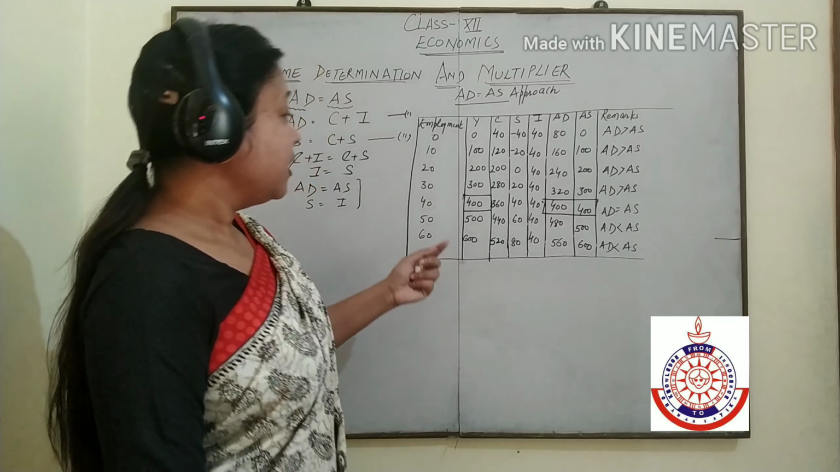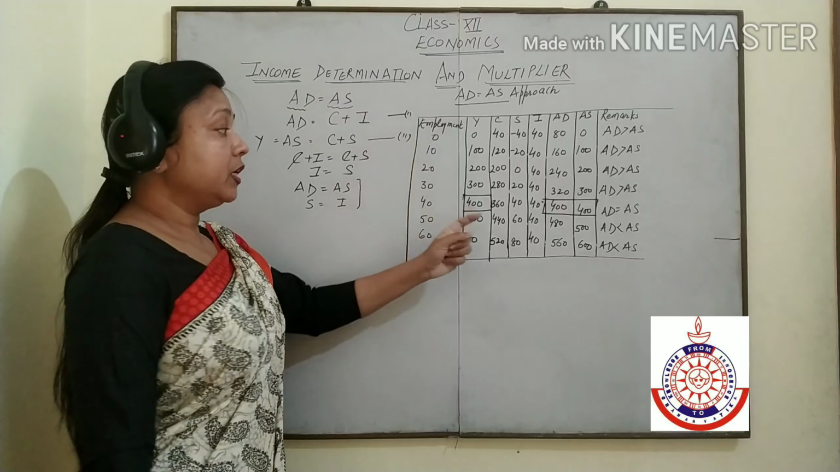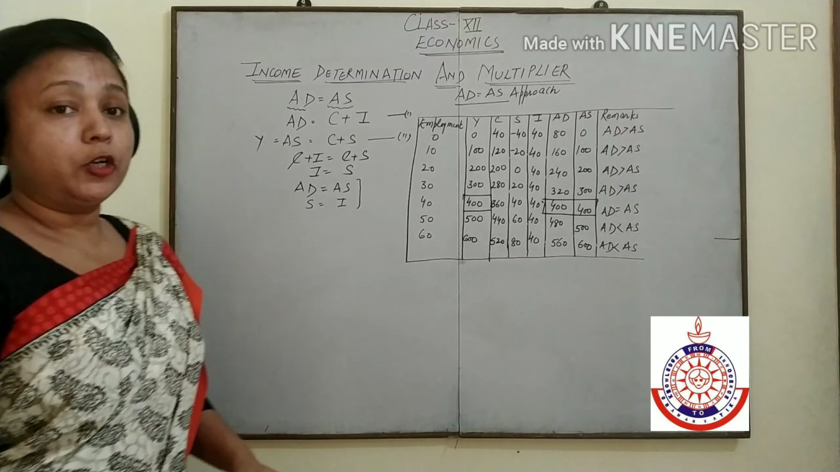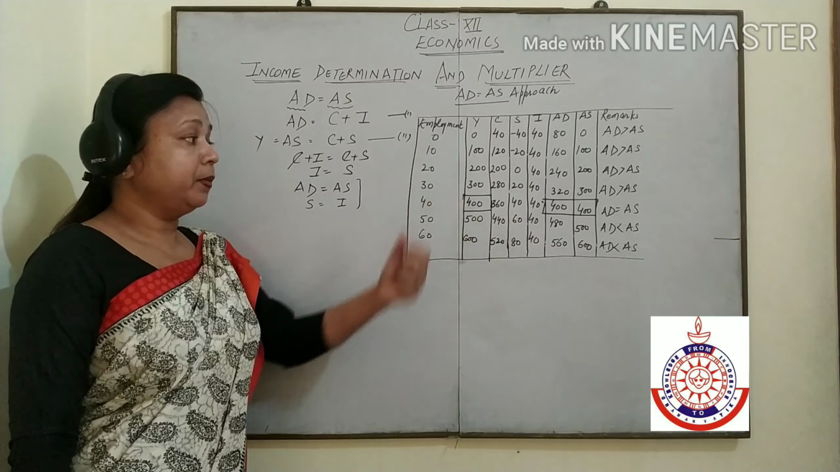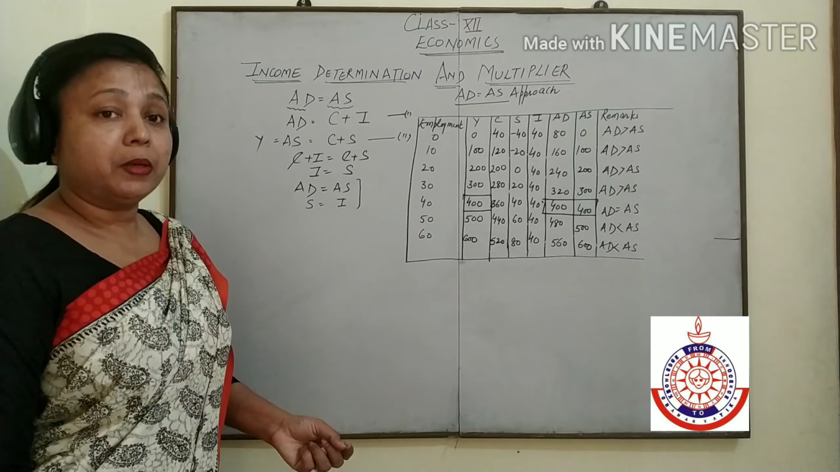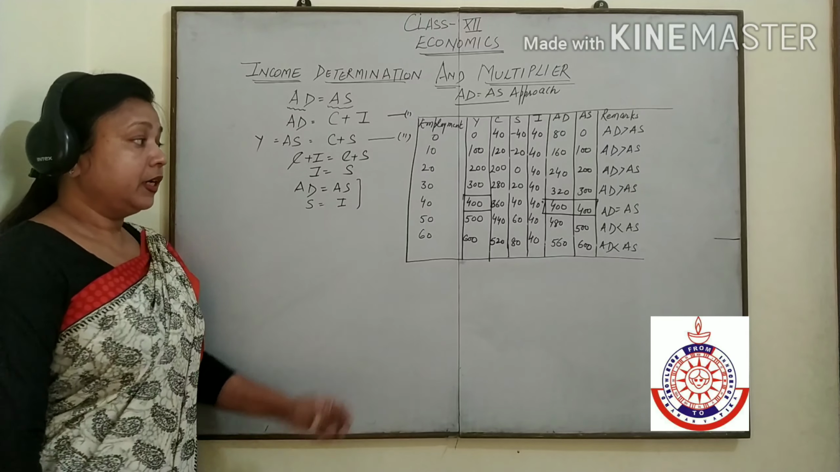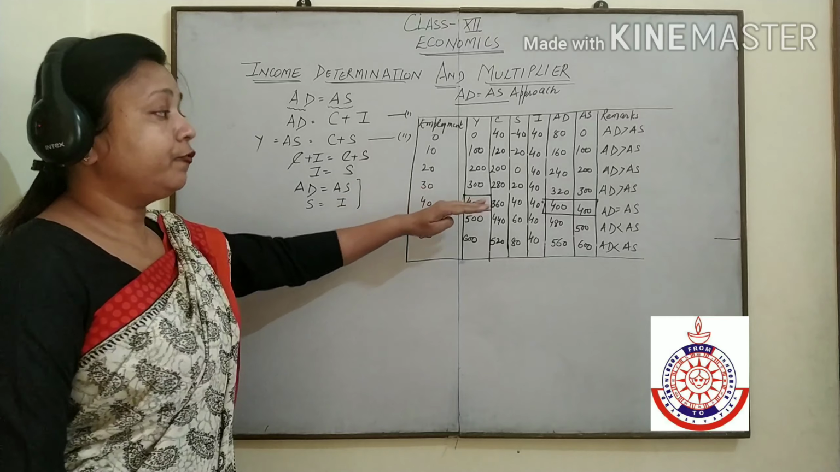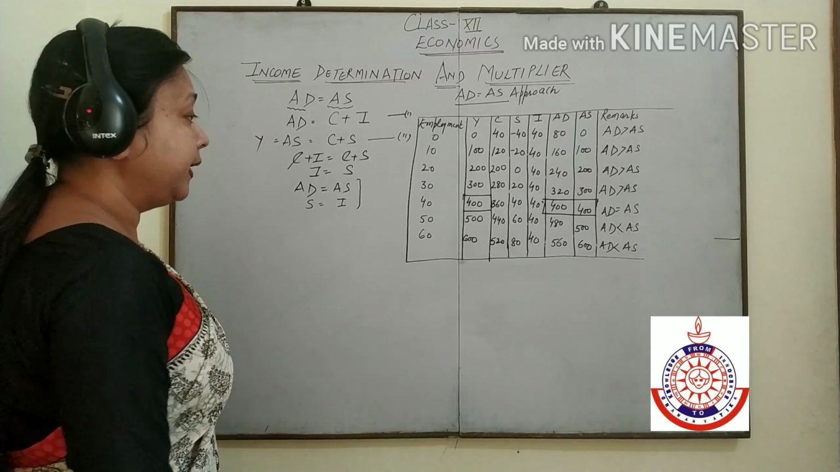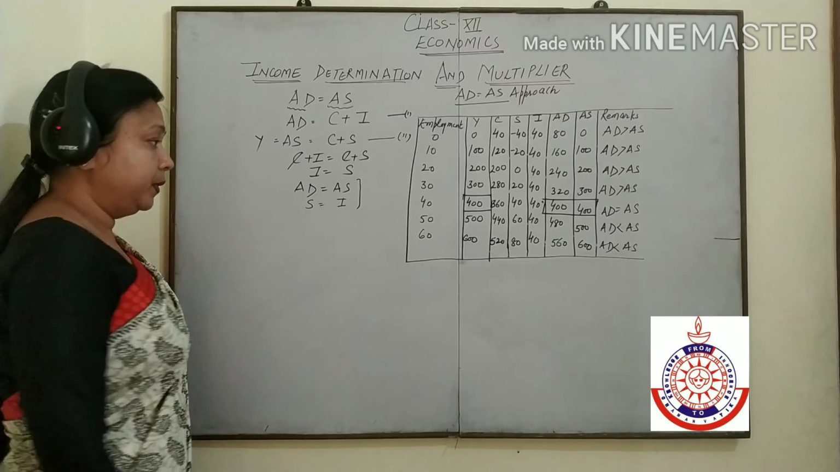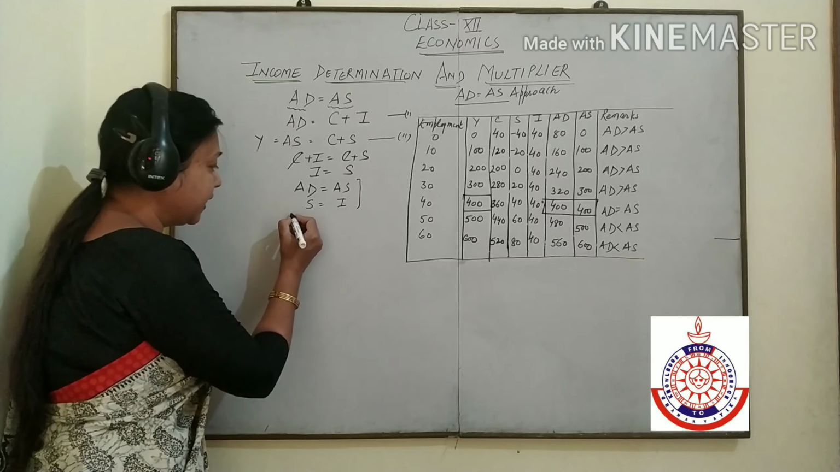Keynes says that it is not necessary that this equilibrium level is always at the full employment level. It may be an underemployment level, it may be a full employment level, and it may be an overemployment level. This can happen in different situations: full employment, underemployment, and overemployment. Now this schedule we have to present with a diagram.